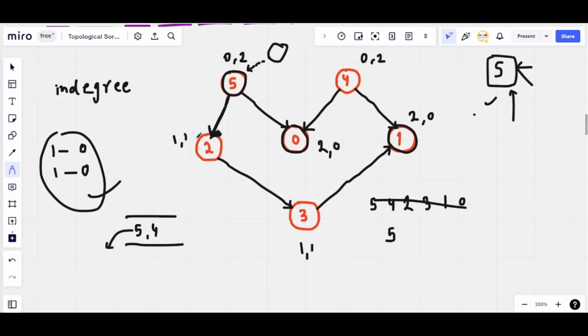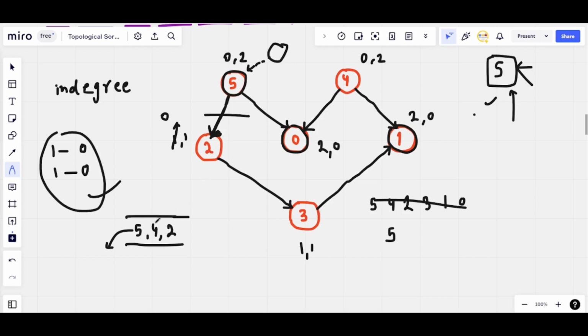Whenever I am moving to the adjacent nodes, the strategy is simple: just move to the adjacent node, remove the edge and try to make the in degree 0. It has in degree as 1. After I remove this edge, the in degree will become 0. Now, whenever the in degree of any node becomes 0, we can always push that node into the queue for processing. So the in degree for node number 2 becomes 0 and we push it into the queue.